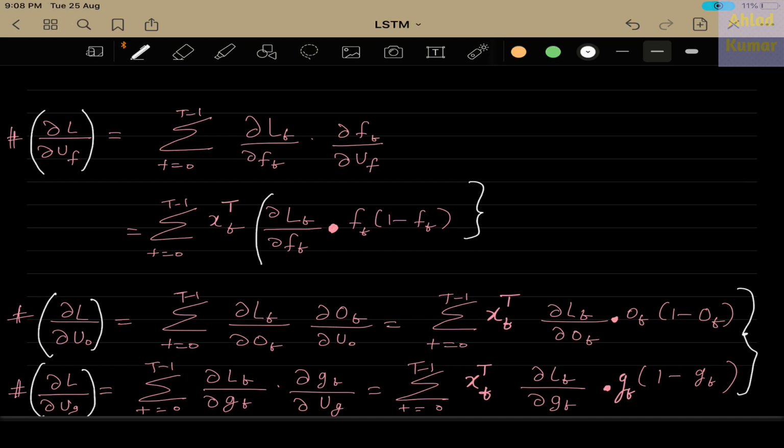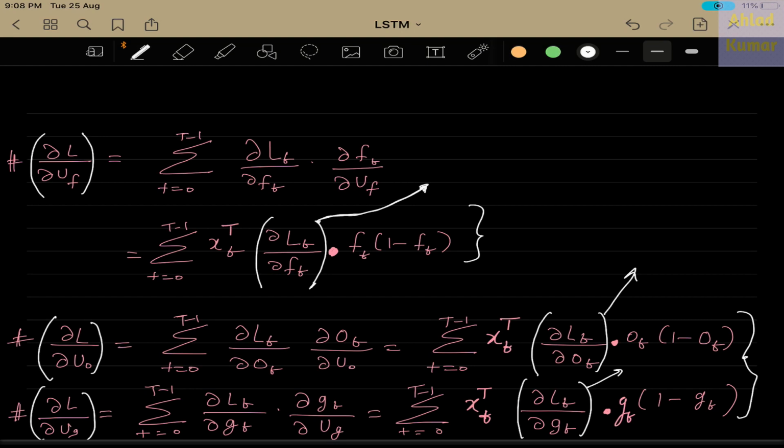Once you put in the actual values of these derivatives, the expression will become too big. So in order to make it compact, I have not kept the original expressions that we obtained for these particular derivatives, that is this and this. So this finishes off the backpropagation that is carried out in the LSTM architecture.